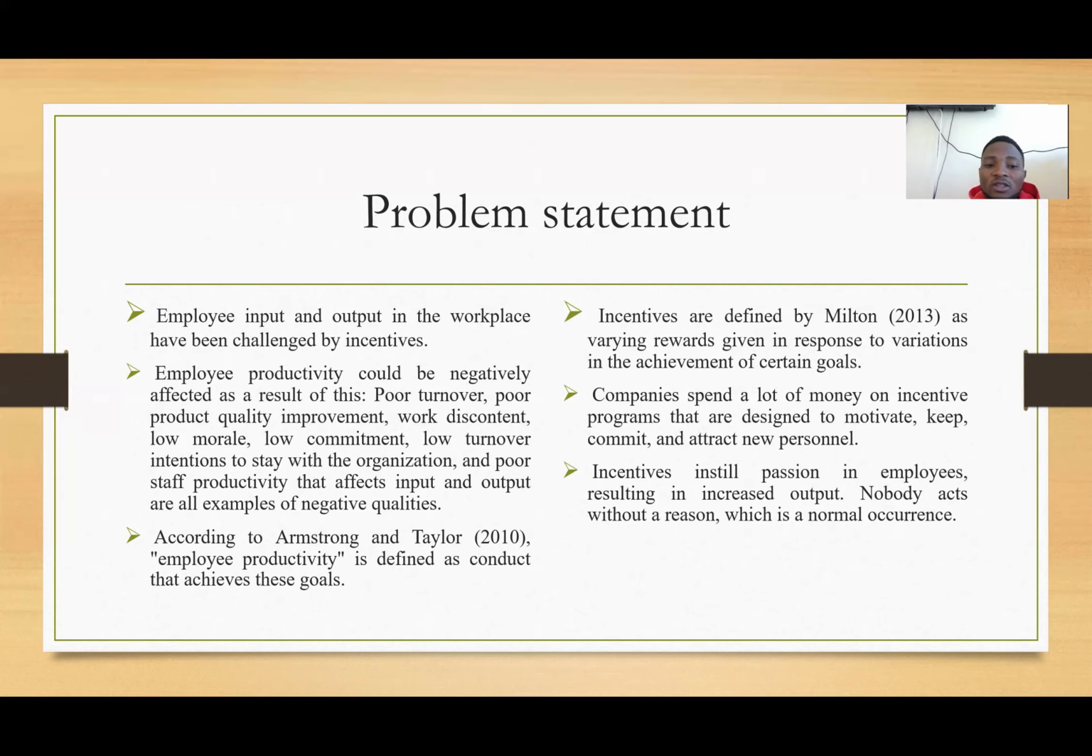examples of negative qualities. So according to Armstrong and Taylor, employees' productivity is defined as the conduct that achieves these goals. Incentives are defined by Milton as varying rewards given in response to variation in the achievement of certain goals. So companies spend a lot of money on incentive programs that are designed to motivate, commit and attract new personnel. Incentives instill passion in employees, resulting in increased output. So nobody acts without a reason, which is a normal occurrence.